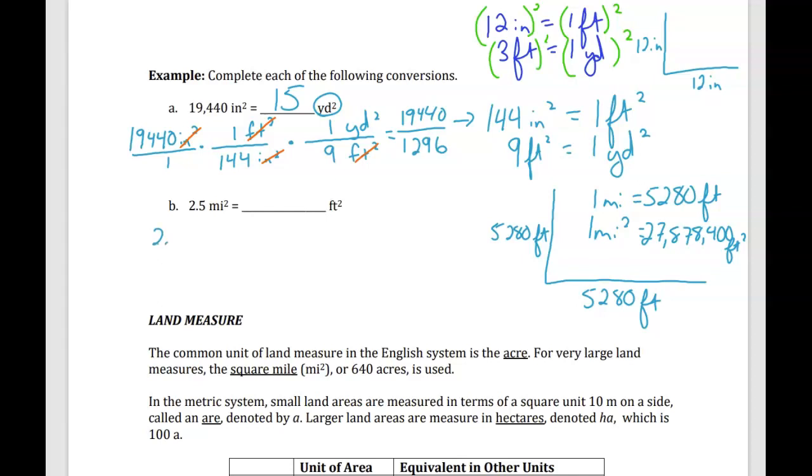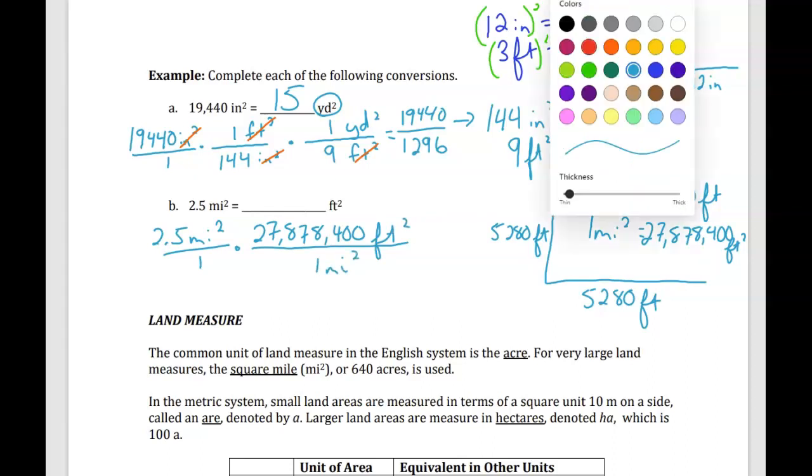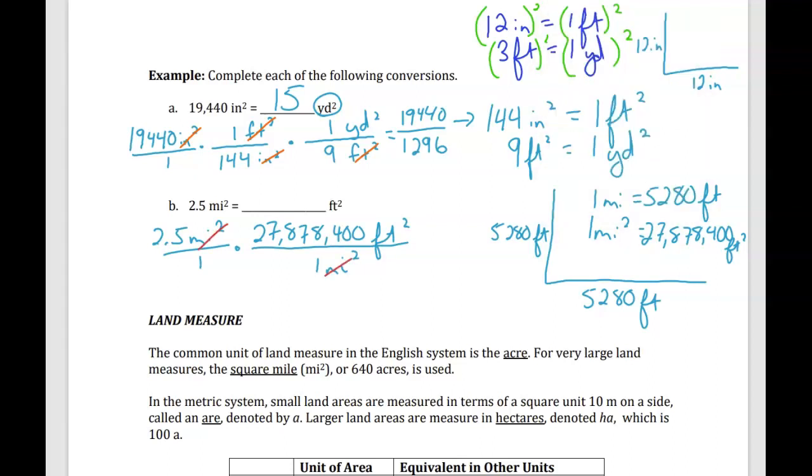So we're going from miles to feet. 2.5 miles squared over 1 times 27,878,400 feet squared over 1 mile squared. And again, my units will cancel out. I multiply straight across, and that will give me 69,696,000 feet squared.